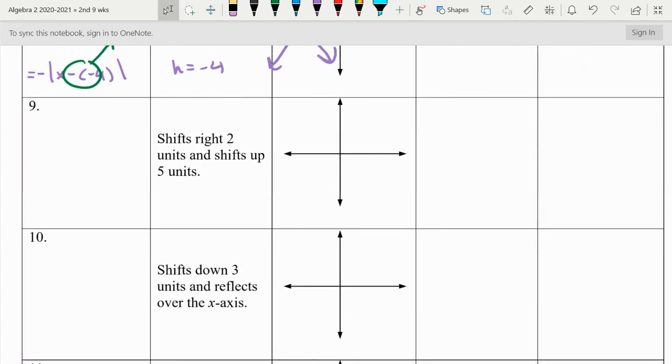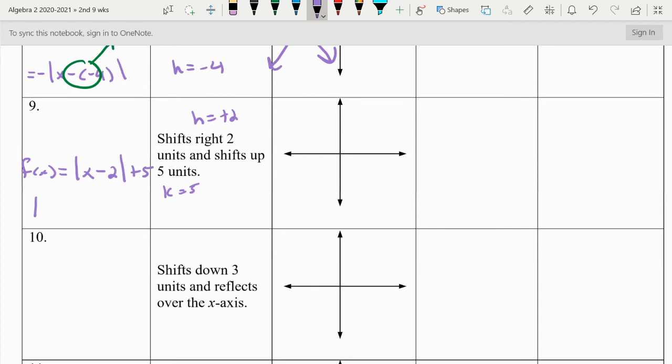Okay, it shifts right 2, see, again we have another thing here where h is a +2. It's going to shift right, so that's going to go inside the absolute value bars. Units and shifts up 5 units, and this would be our k. So when we make this function, no reflection, no stretch or compression, so absolute value of x. It's going to shift 2 units to the right, so we need to put -2, and then 5 units up, plus 5 outside.